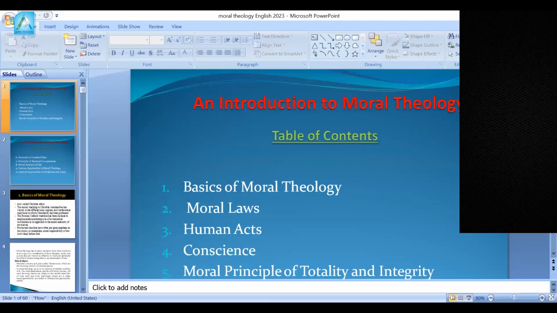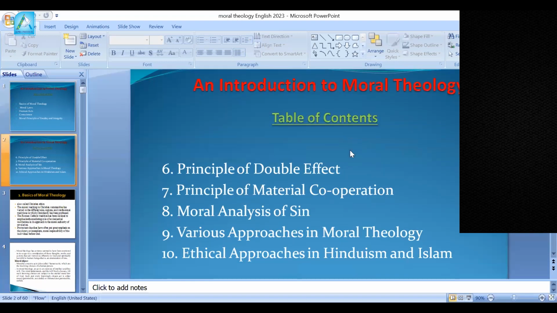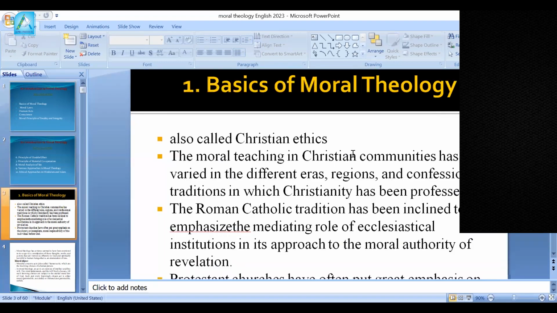We are going to see the basics of fundamental moral theology, and you have the text with you. What I am going to do is to make a rather broad and elaborate introduction to the contents of that book. That's what we are going to do.